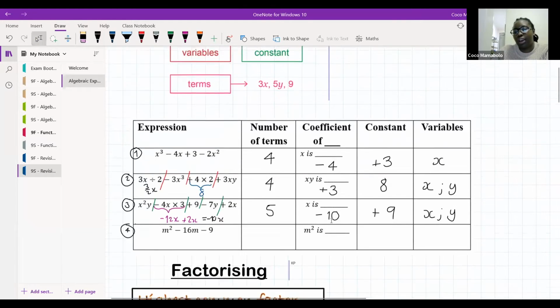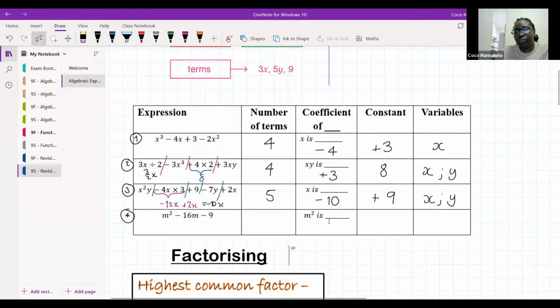How many terms do I have? 3. Good, I've got 3 terms. Excellent. What is the coefficient of m squared? 1. Beautiful. My constant term? -9. Beautiful. And what variables have they used? M. Beautiful. That was too easy, hey? Well done, Emmanuel. Easy stuff.